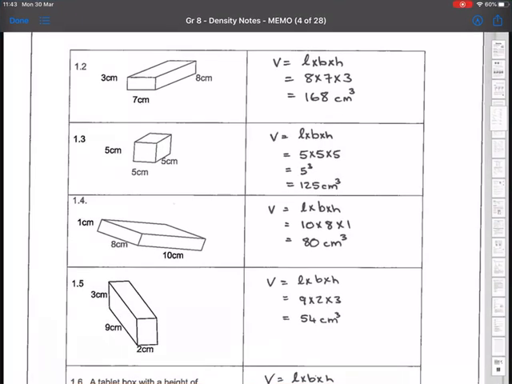This is grade 8, lesson 4, video 3. This is just the answers for page 4 to 12.